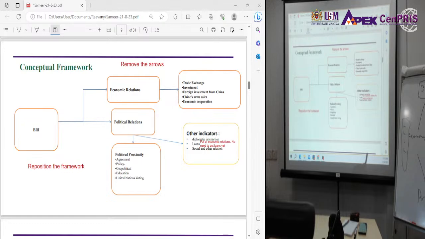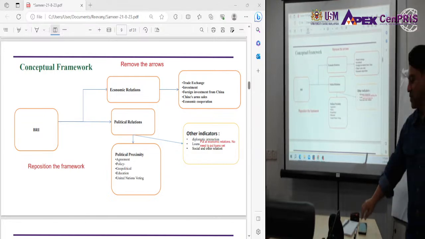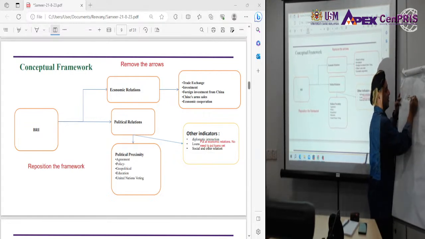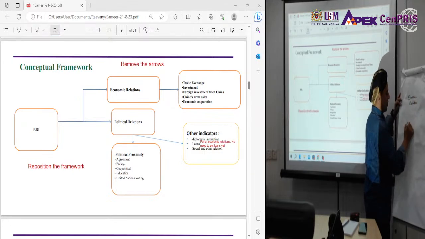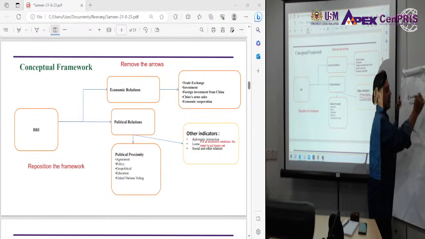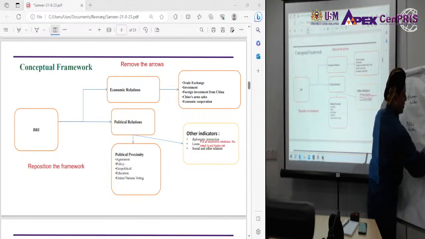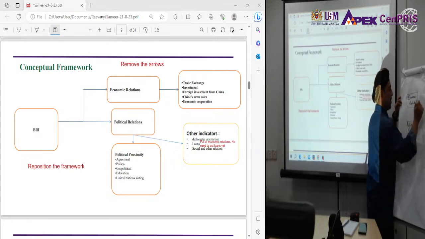Because mostly the economy is what affects the political. Alright, let's capture this as a timeline thing. It's a timeline thing. There's economic relations. There's political relations. Economic relations. There's political relations. Alright, that's this too, right?